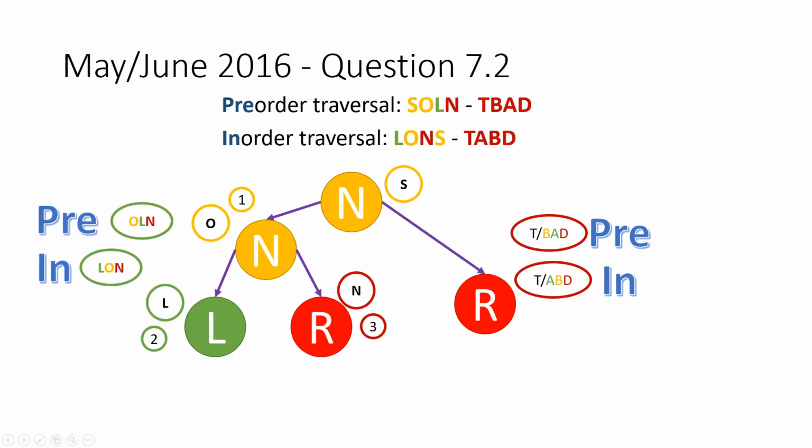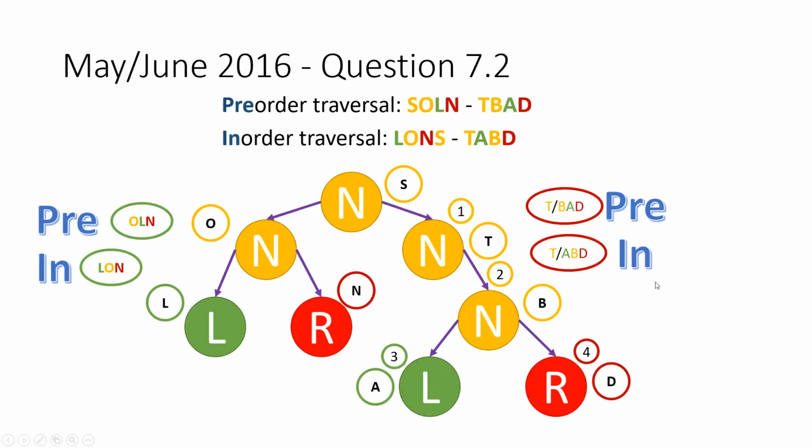And so my final answer is how I get to this answer. First, I take the T out, which I've done, and I've made it as an additional node. And then what I do is I go on to the next root node, which we identified was B. And then from B, I went and I put my left node, which was an A. And then I went to my right node, which I defined as D. And so that's how I managed to get to solving question 7.2 of May, June 2016.